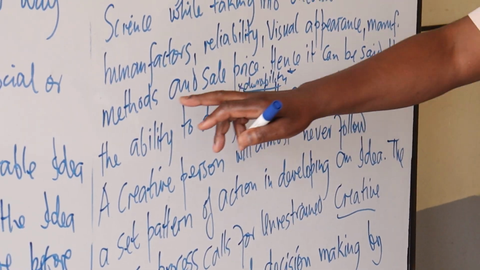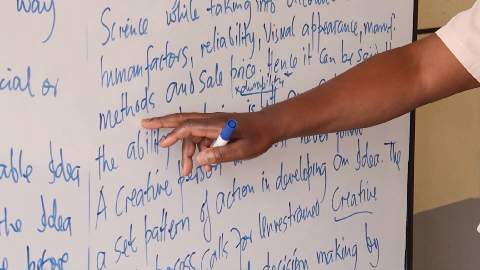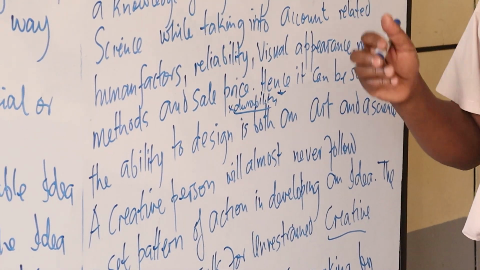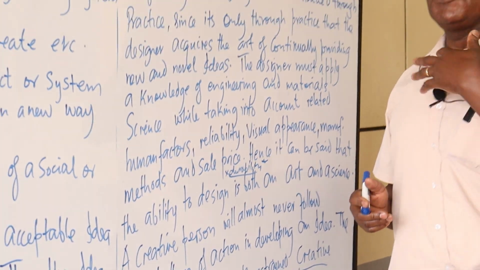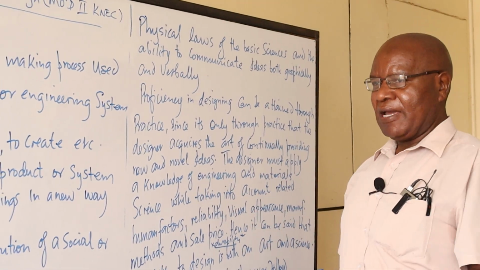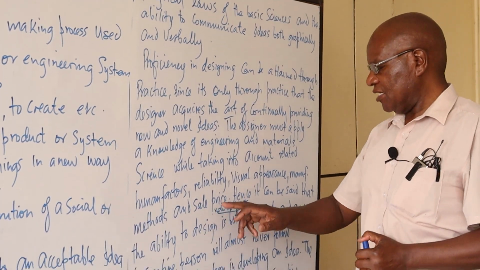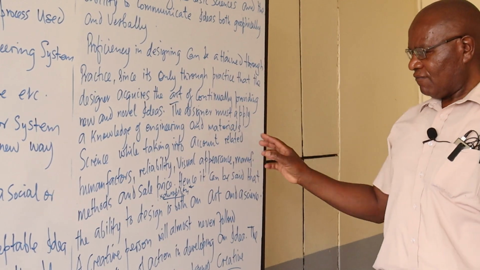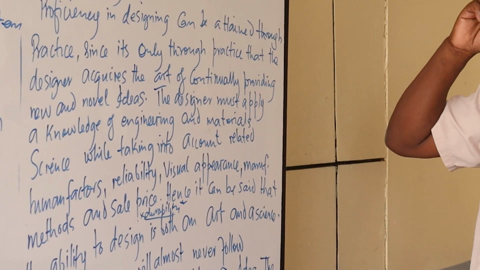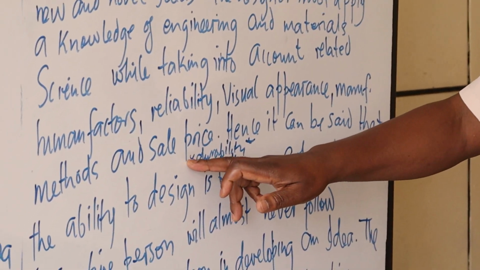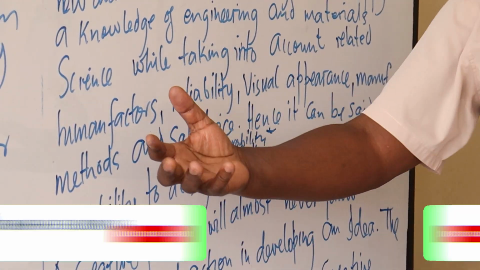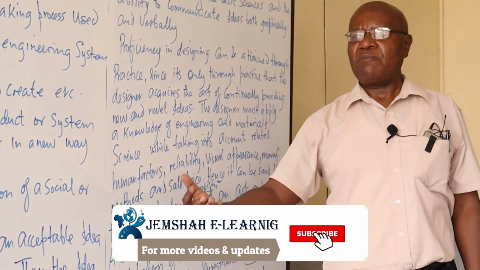intellectual property, and then you can sell them to those others who are able to actualize them. Reliability, visuals, manufacturing methods which are available, and then the sale price. You might come up with a design, but then nobody can buy it. So you need to take the sale price into account. Now, one of the words I've omitted is durability. Whatever you design should be durable.